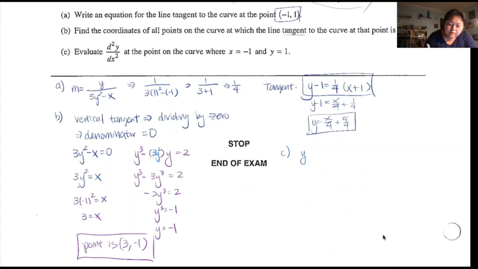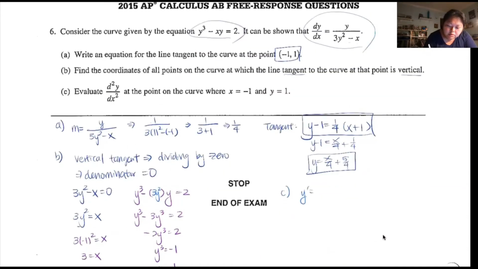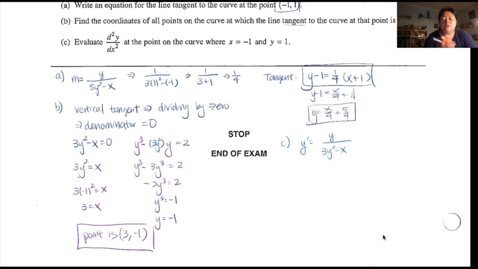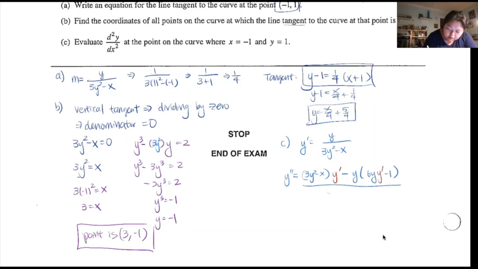So let's go to our derivative. dy over dx, or y prime, equals y over 3y squared minus x. So when you're taking the second derivative, don't forget you need to use implicit because there's y in here, and this is a quotient. So quotient rule and implicit, right? So y double prime equals low d high minus high d low. So low is 6y y prime minus 1, all over low squared, right?